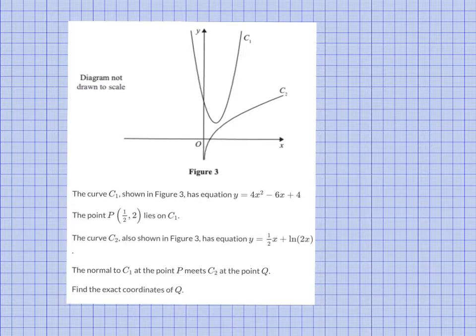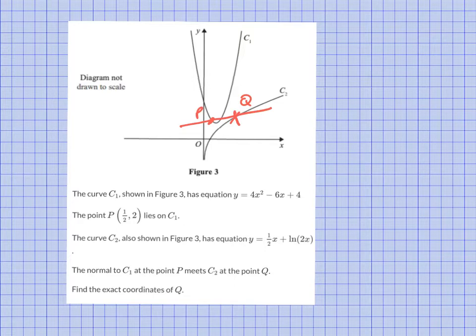The curve C1 has the equation given, and the point (a half, 2) lies on C1. The curve C2 is given there, and it says that the normal to C1 at the point P meets C2 at the point Q. The normal is the one that's at 90 degrees, so we're looking for this point here, which is called Q. This point here is point P. If we can find the equation of the line PQ, we can then solve this question.